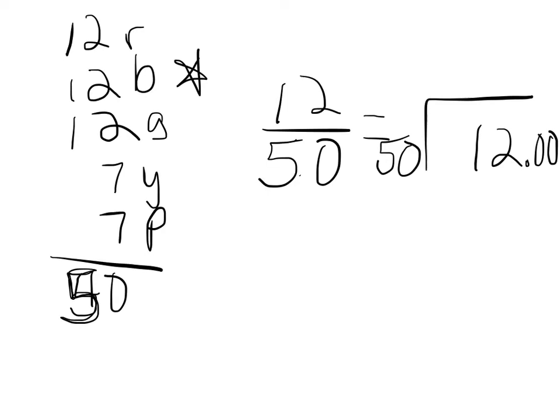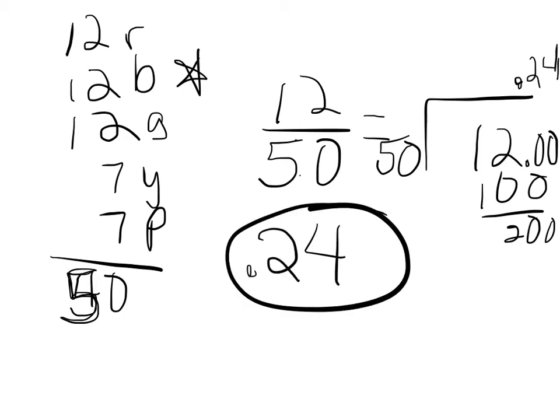50 into 120 goes twice. That's 100. With 20 left over, I drop the next 0. 50 into 200 goes 4. That's 0.24 or 24%. Final answer here. So 12 out of 50 is 0.24. Any questions there?